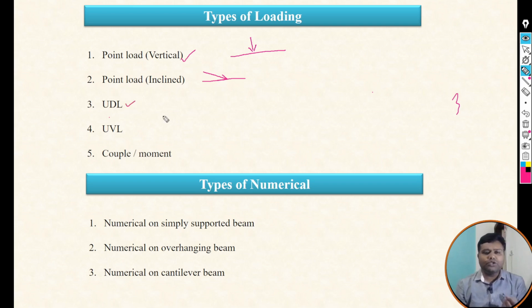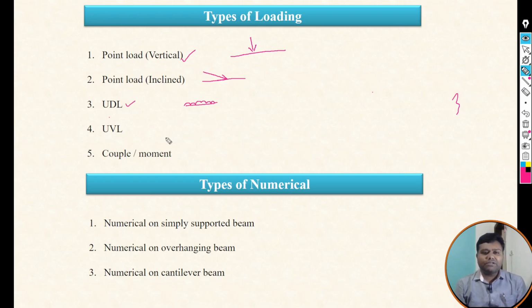Then the next one is the UDL. UDL means uniformly distributed load. So already we know what is meant by uniformly distributed load. Suppose a beam is there and the load is distributed uniformly over the span of the beam, that load is called a uniformly distributed load.